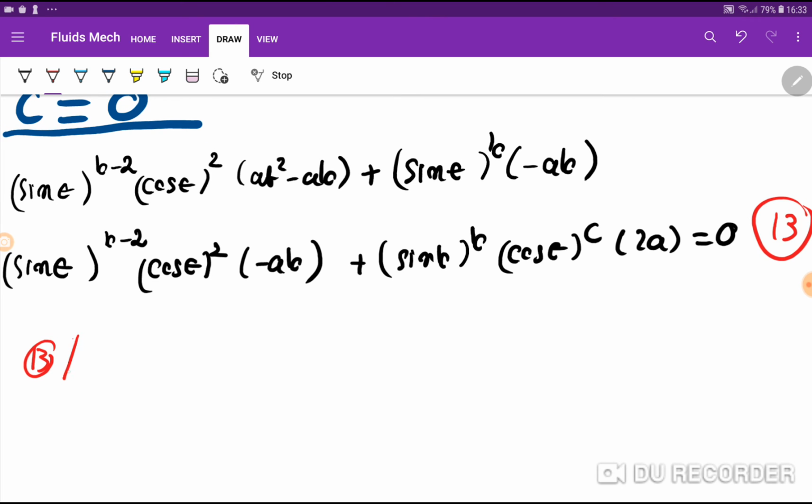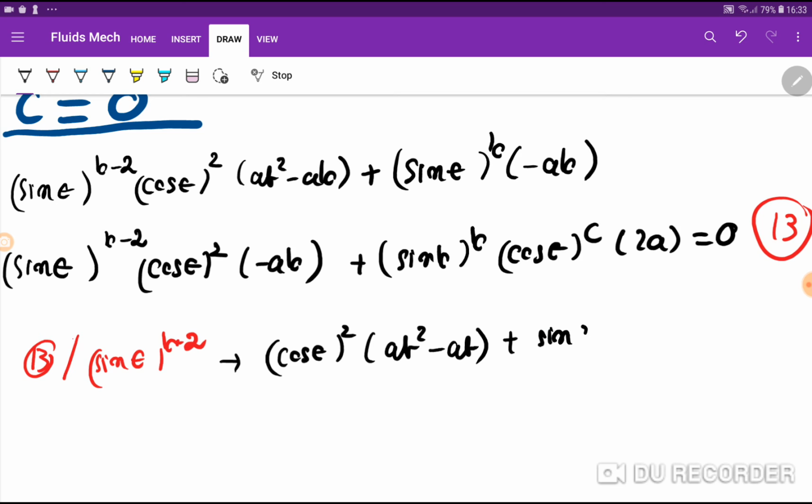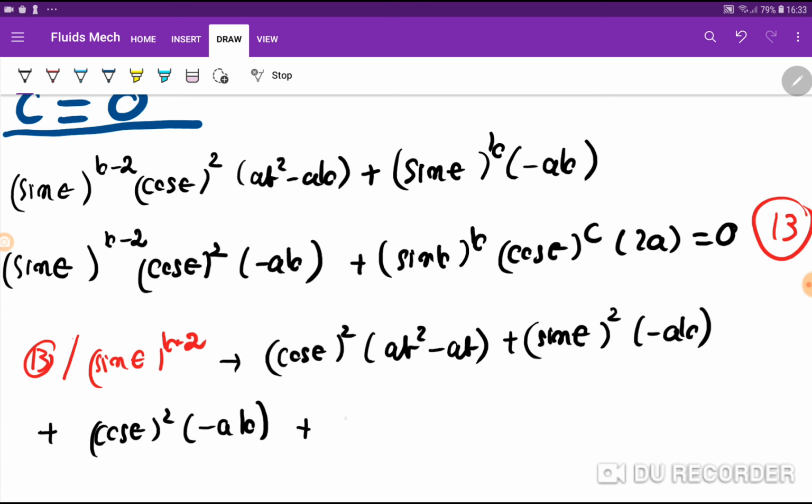I'm gonna divide by, let's say, c sine theta to the power b minus 2. What will I get? I will get cos theta to the power square times ab square minus ab plus sine theta to the power square times negative ab, okay, plus cos theta to the power square negative ab plus sine theta square times cos theta to the power c times 2a equals 0.